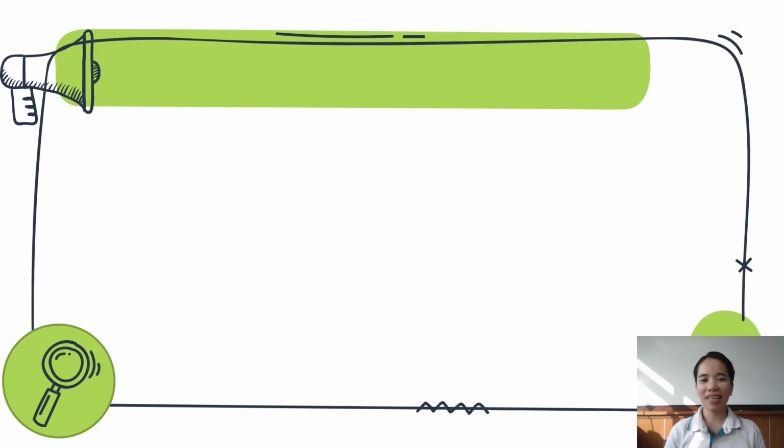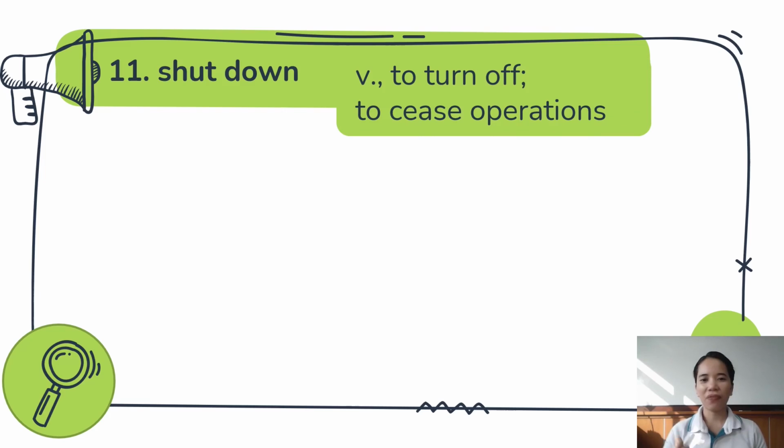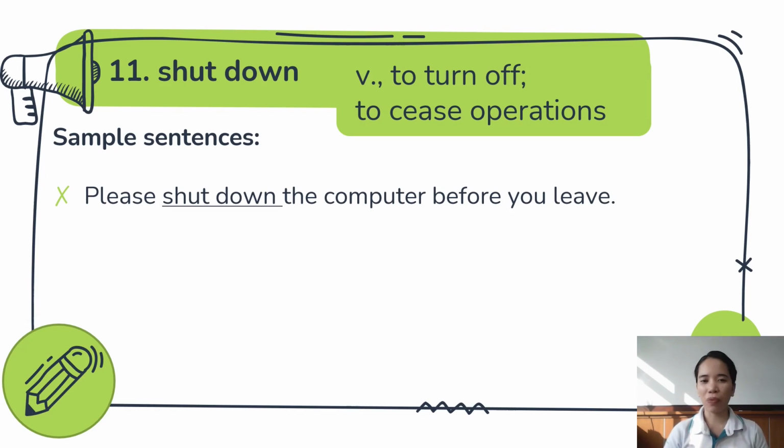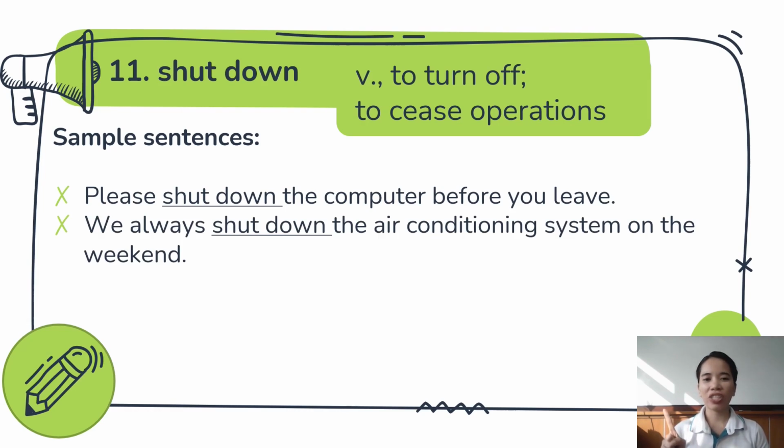Our next word is shutdown. It functions as a verb which means to turn off or to cease operations. Here are the examples. Please shut down the computer before you leave. We always shut down the air conditioning system on the weekend.